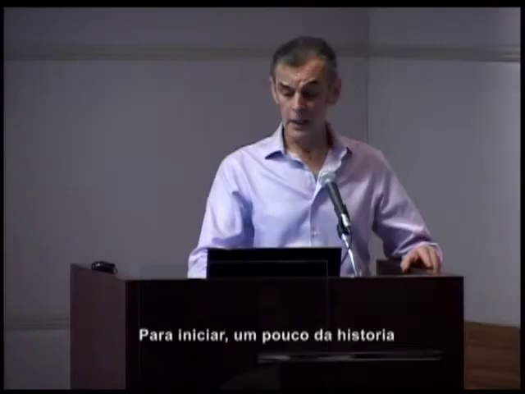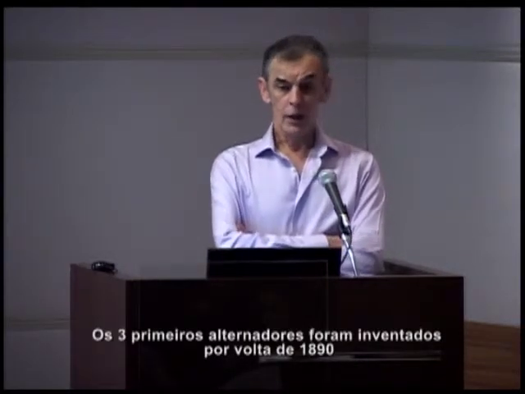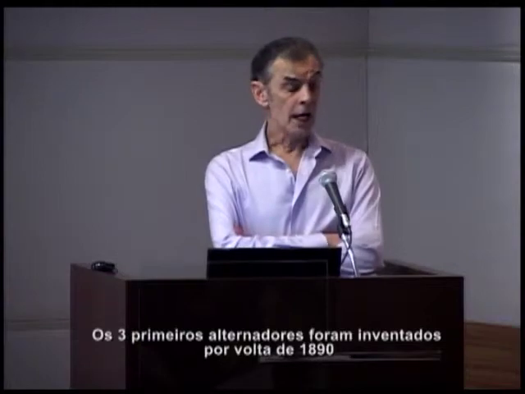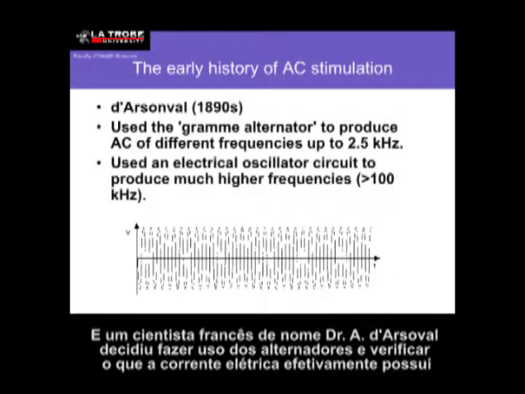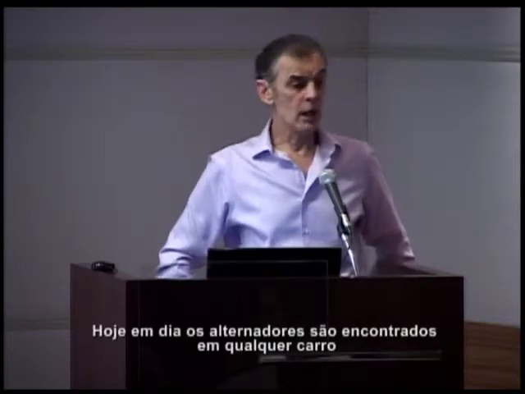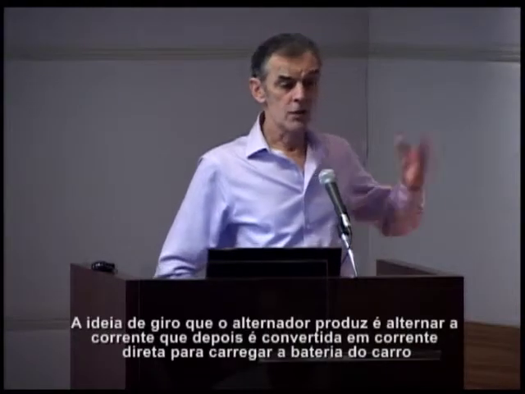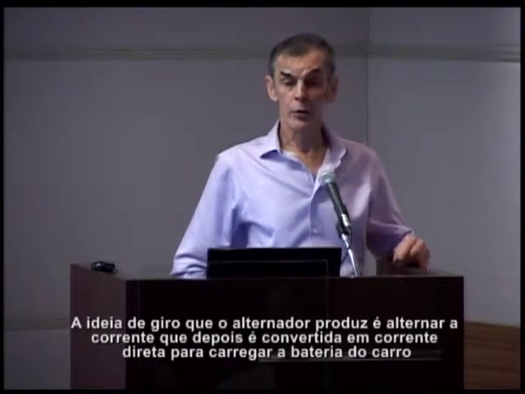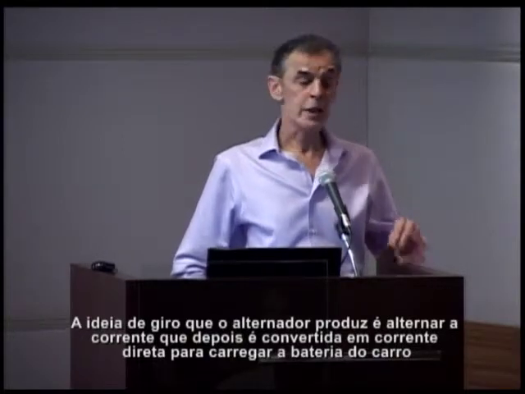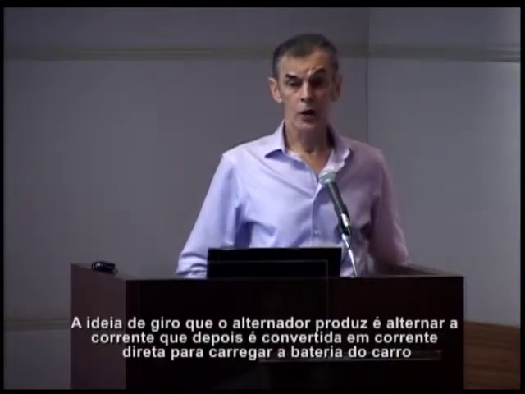So to begin with some of the history, well, the very first alternators were invented in around the 1890s, and a French scientist by the name of D'Arsonval decided that he would use an alternator on himself and see what effect the electric current has. Alternators now are found in everybody's motor car. The idea is that you spin the alternator and it produces alternating current, which then has to be converted into direct current to charge up the car battery.